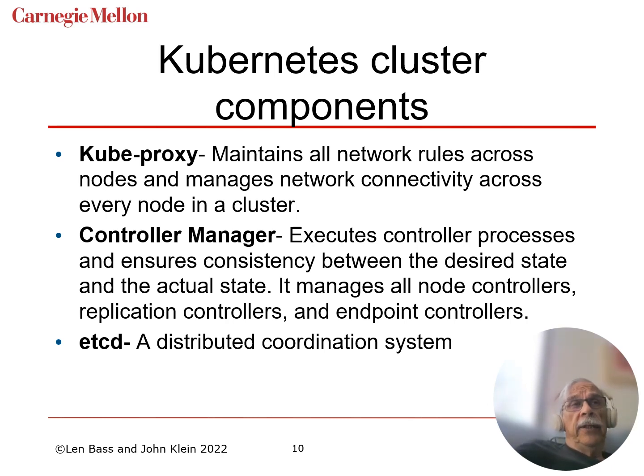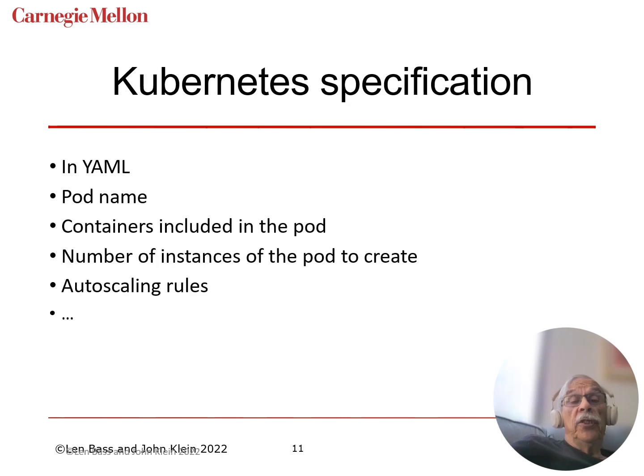There are auto scaling rules. There are gateways to control access. There are firewalls. And this is a replication of some of those functions. And how do you specify something for Kubernetes? Well, first of all, you do it in YAML.